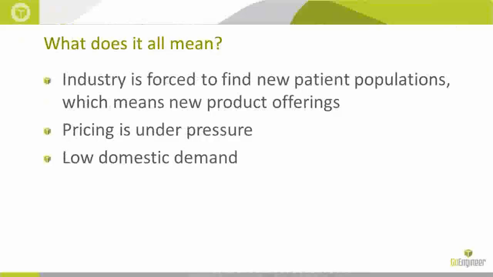Pricing is being forced down as a result of the Affordable Care Act. So if I can't charge more for my products, I'm really being put under pressure. If I need to show double-digit growth, where is that going to come from? And if domestic demand becomes low and international demand becomes high, how do I mitigate those risks and concerns if I'm a medical device company?